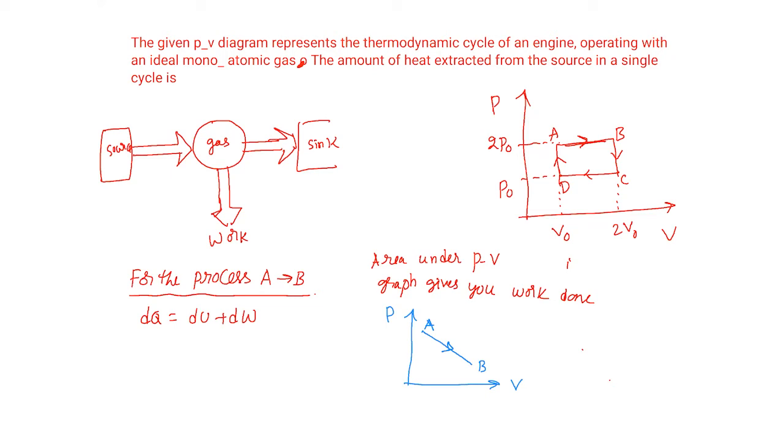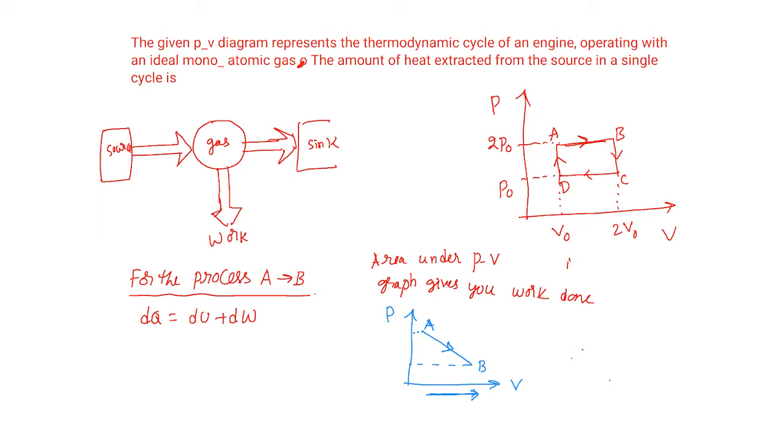Here, volume is increasing. See this, volume is increasing. Don't look at the pressure. What is happening to pressure? Pressure is decreasing here. While deciding the sign of work done, don't look at the P axis. See only what is happening to volume. Tell me, what is happening to volume? Increasing. So whenever volume increases, work done is positive.